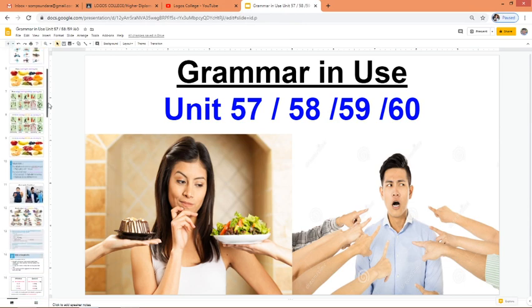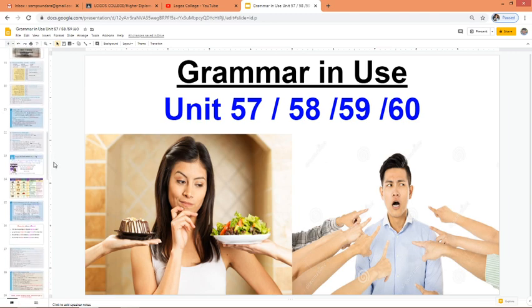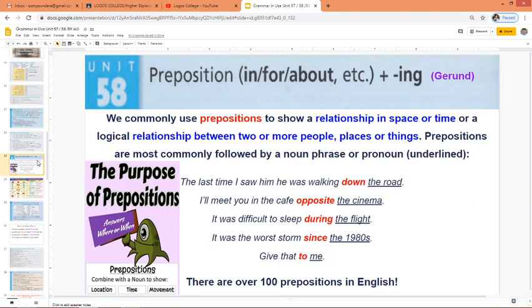Today we're going to talk about your favorite subject, grammar. Today we're going to do Unit 58 in your Grammar in Use book, Grammar in Use Intermediate. So if you turn to page 116, and it's Unit 58. All right. Unit 58, the title says, prepositions.